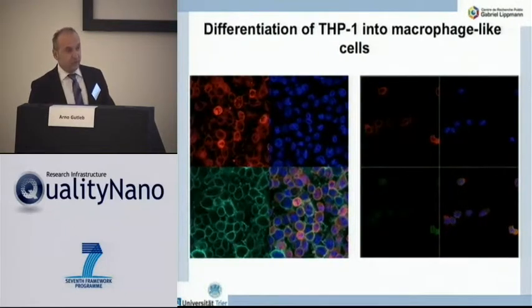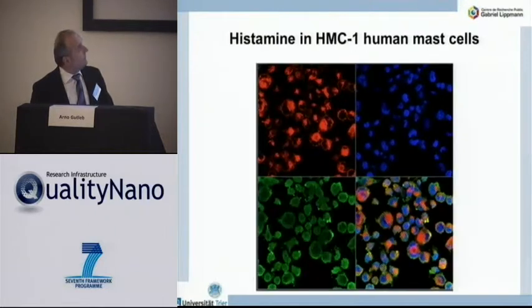This is now a surface marker for differentiated macrophages, CD11B. You see the green surface are clearly marked. This is a staining in a monoculture. So we have differentiated macrophages. The same now in the monoculture, the picture for mast cells in green staining of histamine. So all the different compartments, the different cells we use in our system are doing what they are supposed to do.